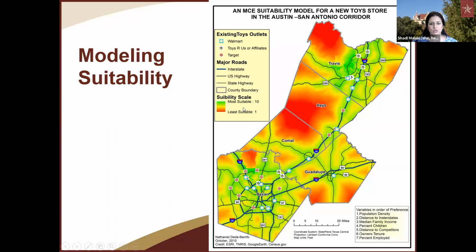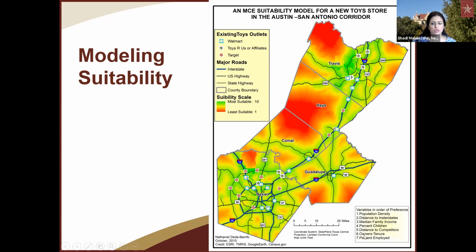And at the end, what you produce is a legend, something like this, where the green color shows you the areas that are suitable for creating this map based on your criteria. You can see some of the criteria that we put here. You can include population density, distance to interstate, median family income, % children living in those areas, distance to competitors, owners, tenure, if they own their houses or they rent, and % employed.